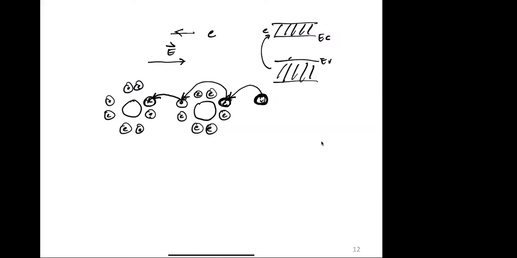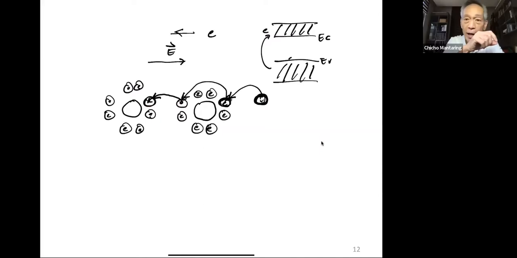In other words, every time you have an electron that is promoted to the conduction band, you create what we call an electron hole pair. You create two charge carriers. One is the electron and the other is the hole.